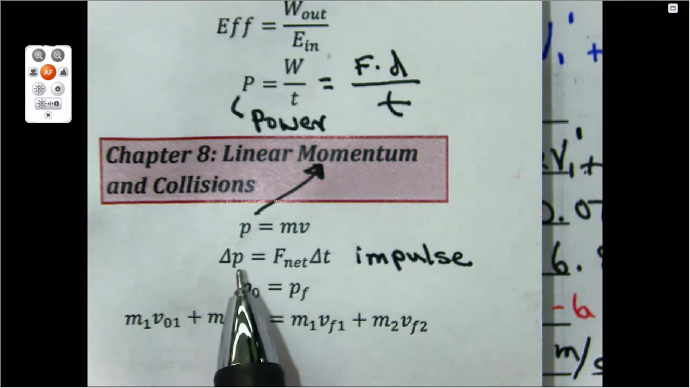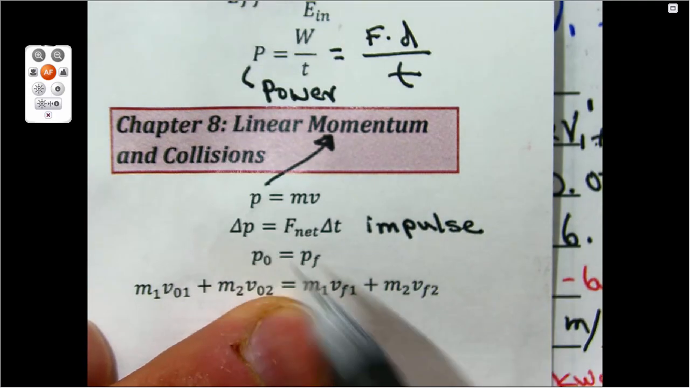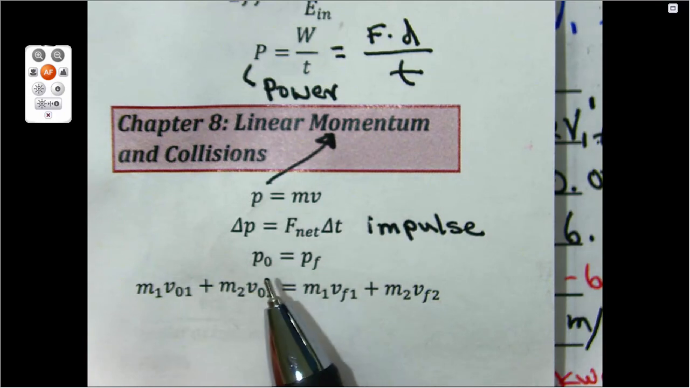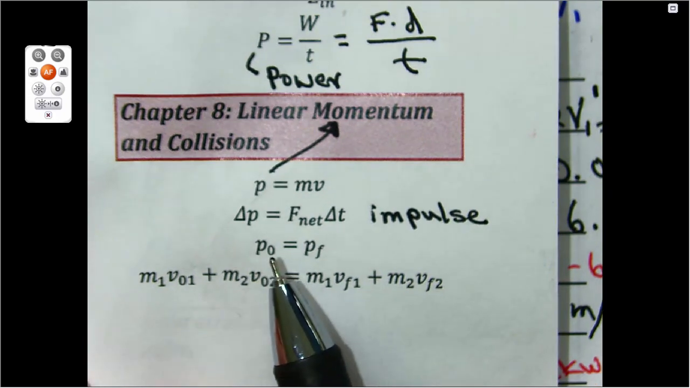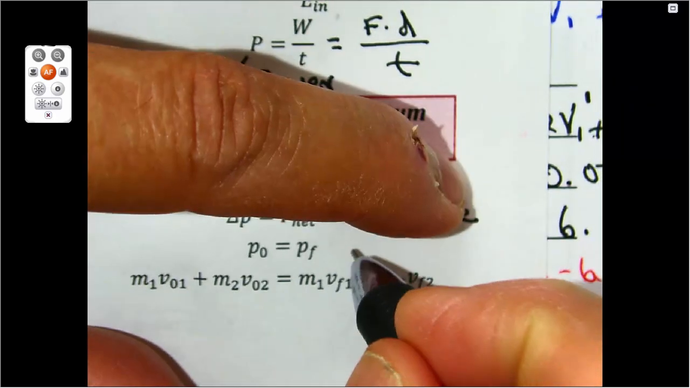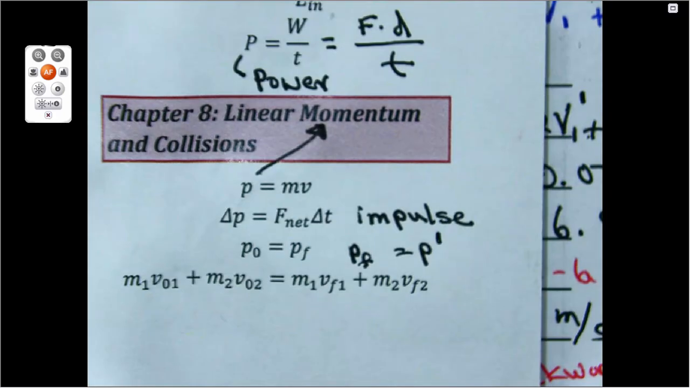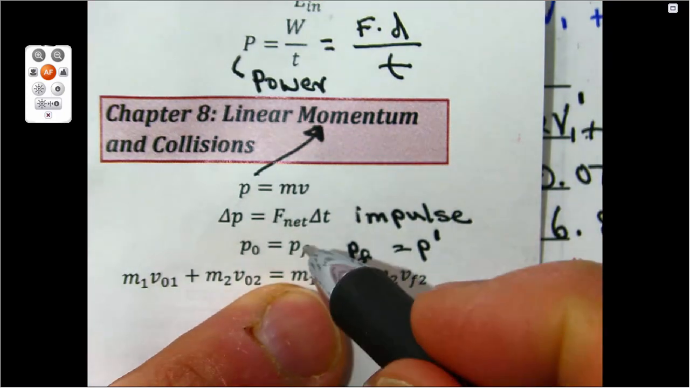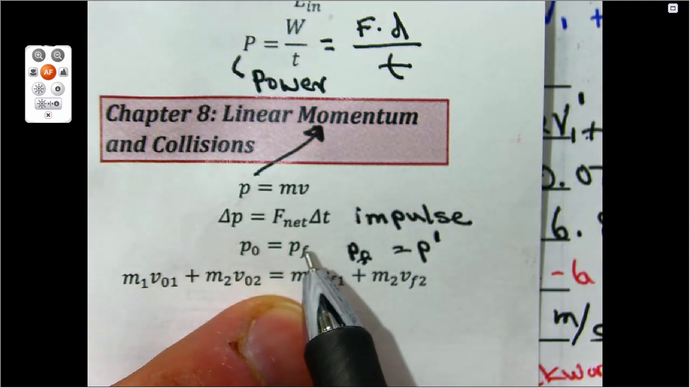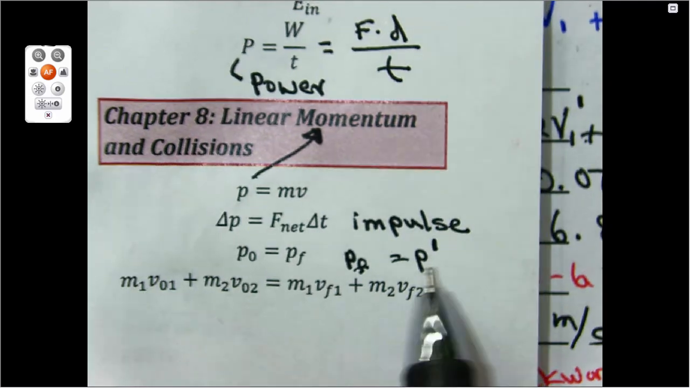No, change in P or change in momentum is impulse. That's kind of where we started this chapter right away. We did this impulse momentum theorem. If momentum is conserved, the initial momentum equals the final momentum, or you'll see a prime on this. This little prime means final. I'm just saying this is the same thing. Maybe I shouldn't have put that down. I'm just saying P final is the same as P prime.